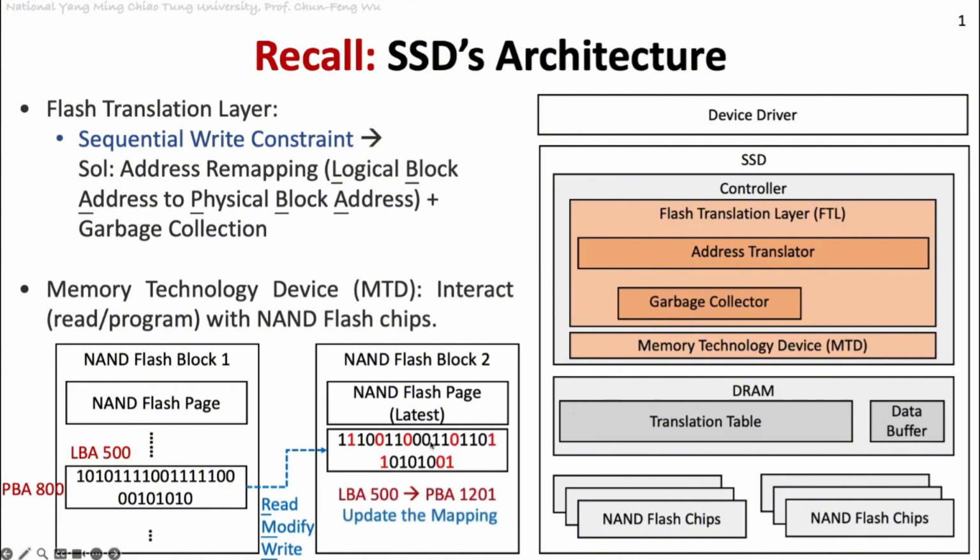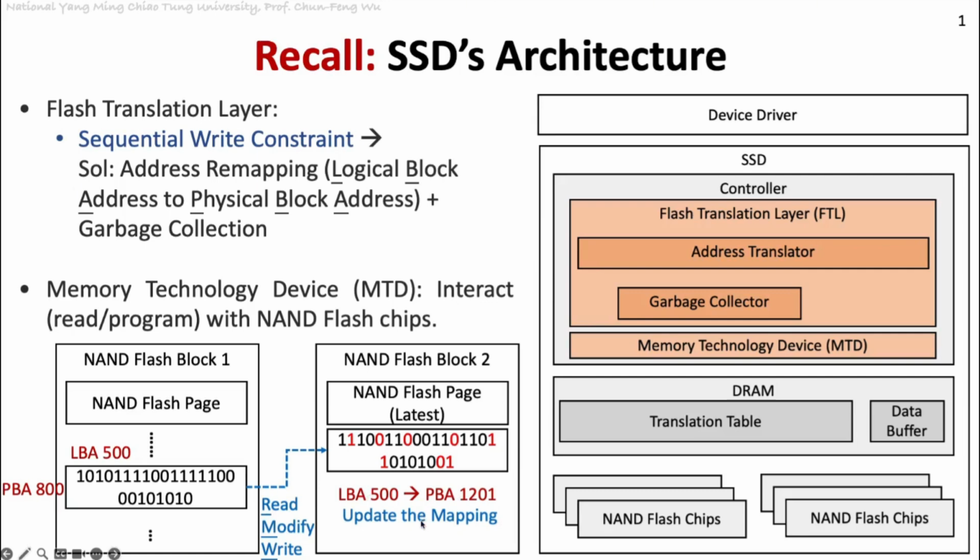At the same time, we will update the page mapping relation. In this example, we move the PBA from PBA 800 to PBA 1201. They are still using the same LBA because the virtual address, I mean the logical block address, doesn't change. The thing that changes is the physical block address. Okay, so we change the physical block address and leave the LBA the same.